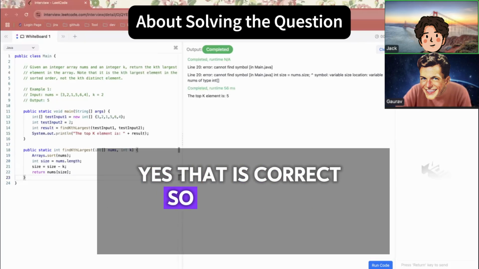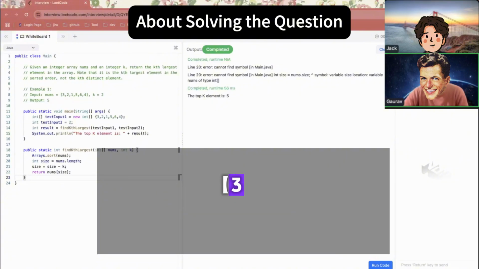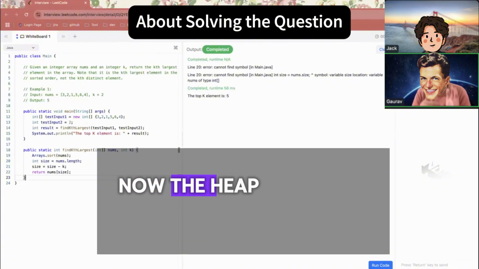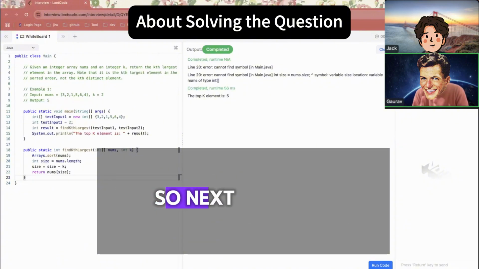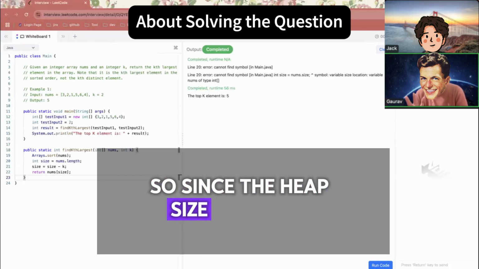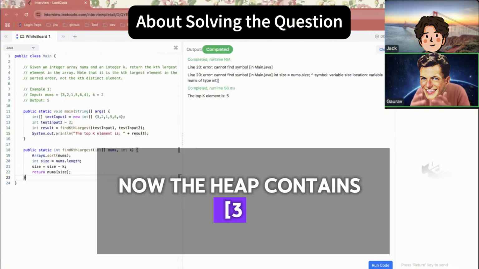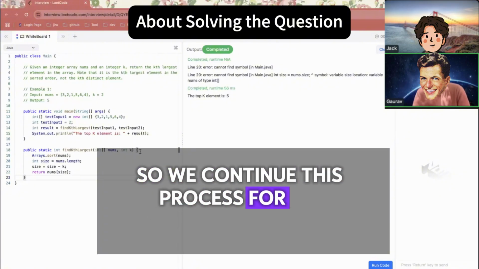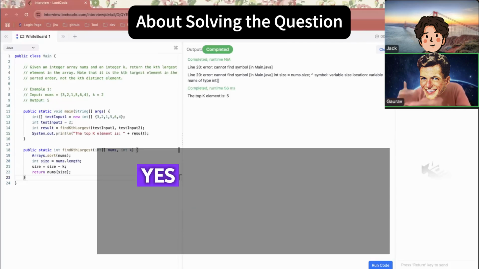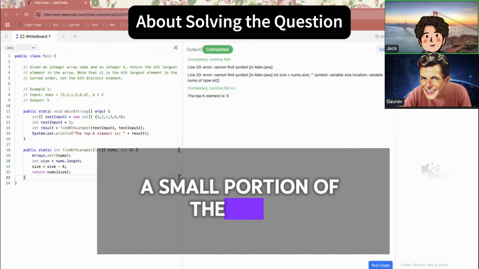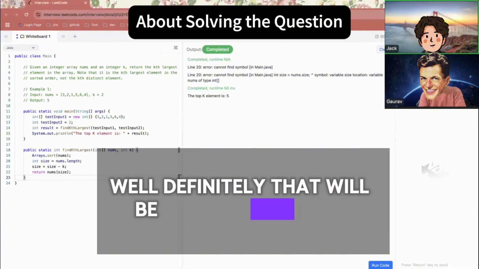Yes, that is correct. Suppose we have the array of 3, 2, 1, 5, 6, 4, and k is equal to 2. We start by adding the first two elements, 3 and 2, to the heap. Now the heap contains 2 and 3. Next we add 1. Since the heap size exceeds k, we remove the smallest element, which is 1. Now the heap contains 3 and 2. We continue this process for all the elements. Oh, okay. Yes, then of course, if we are sorting only a small portion of the array, that will definitely be a better solution.